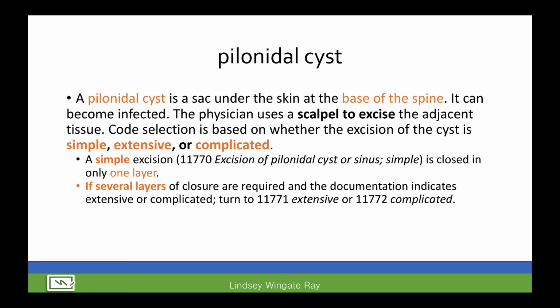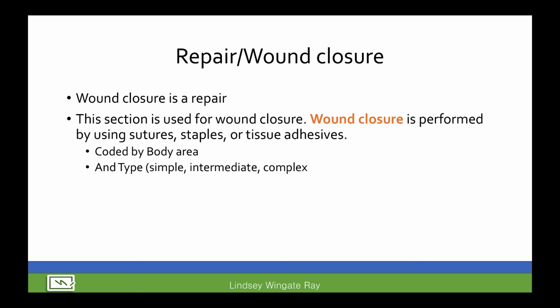If several layers of closure are required and the documentation indicates extensive or complicated, turn to 11771, extensive, or 11772, complicated. Now let's talk about another very common section that you're sure to be tested on, repair and wound closure. Wound closure is a repair, so if they are closing a wound, know that you are coding from the repair section.